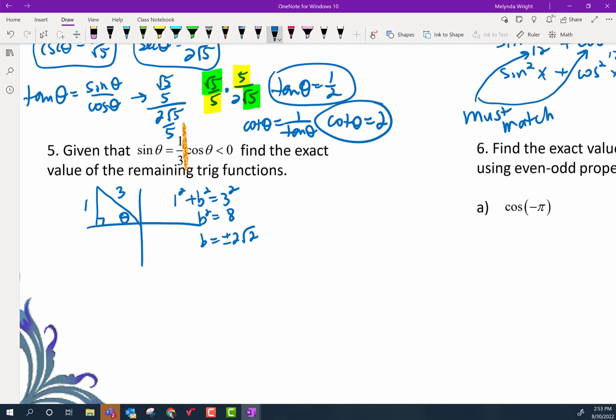Now, which one of those would we use? We need to be specific to the quadrant that we're in. We're in the second quadrant, so we're going to use the negative. We're going to use negative 2 root 2 as our side measure of that triangle. So now we have everything that we need to finish this problem. We already have sine, so let's do its reciprocal, which is cosecant. We just flip that upside down and we get a 3.